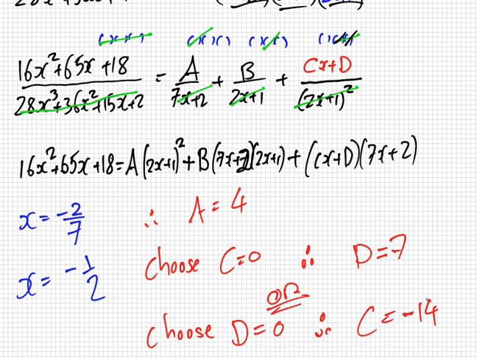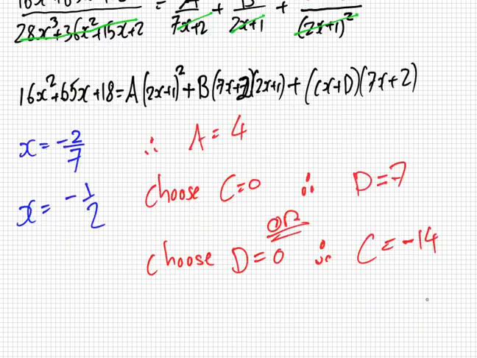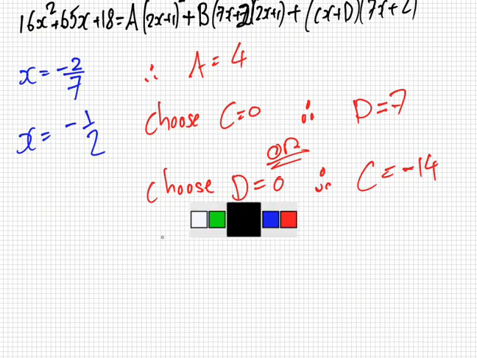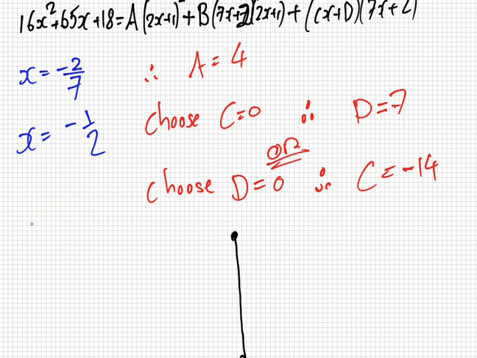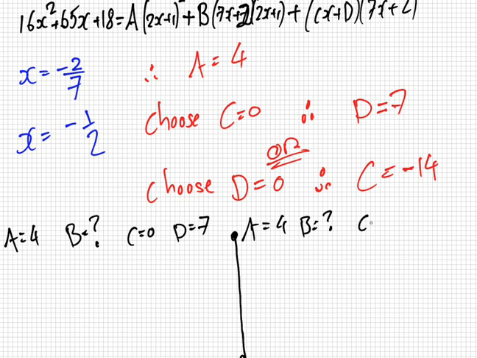I have A, C, and D. What's left to get? B. So I'll just split my page in half now. The first possibility is A is 4, B we still don't know, C is 0, and D is 7. And the second possibility here is A is 4, B we don't know, C is minus 14, and D is 0.